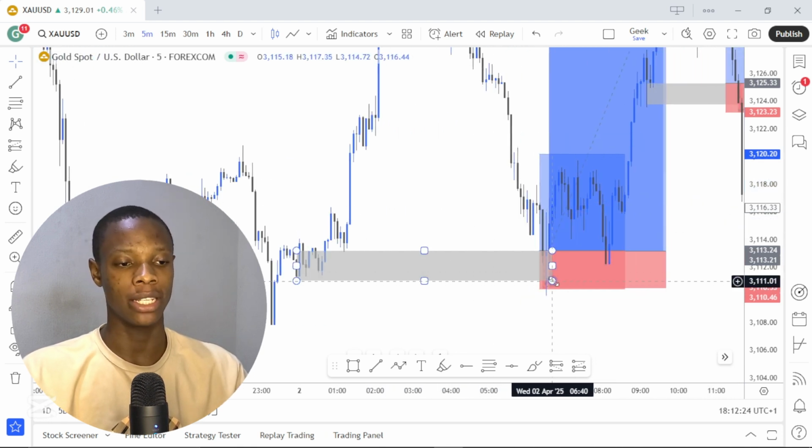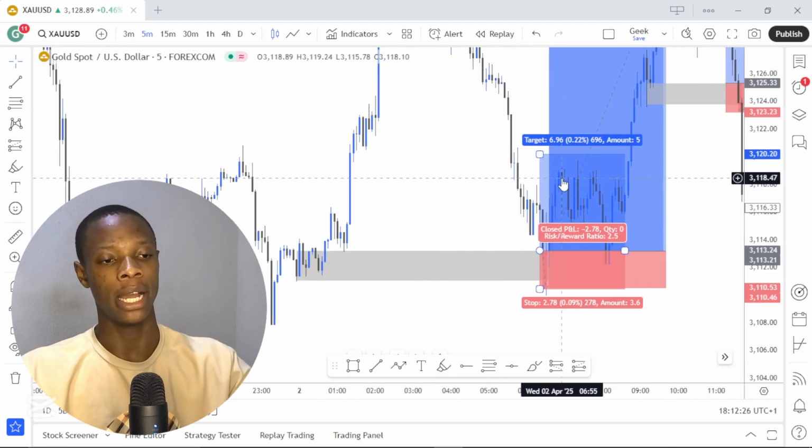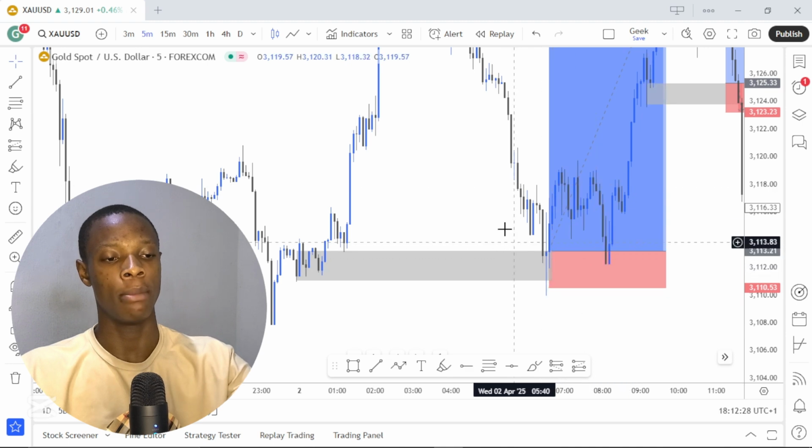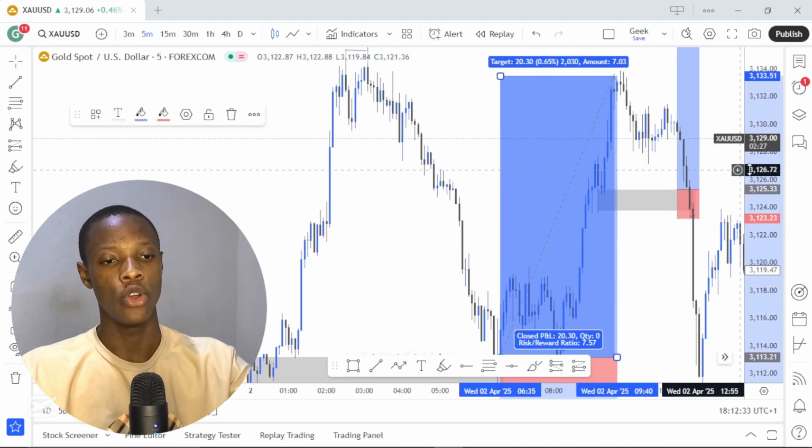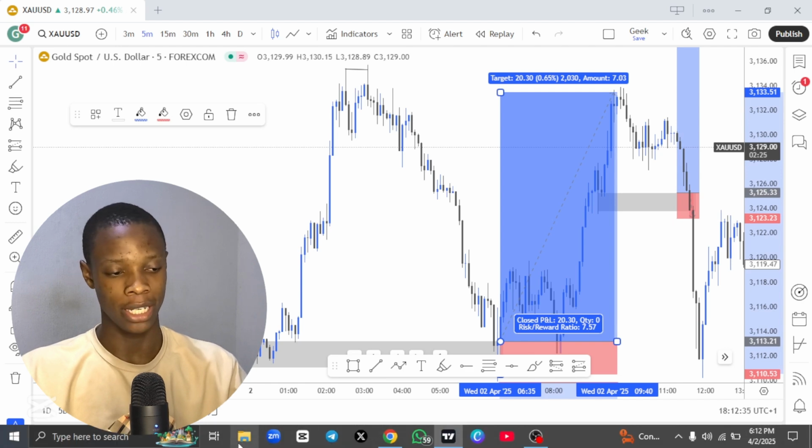Immediately the price took out this order block, what happened? It started buying. And immediately the price took out that very order block, that was when I entered for my buy. I was targeting a 1:7 risk to reward ratio. And this was the setup.